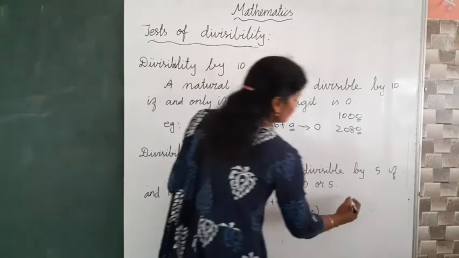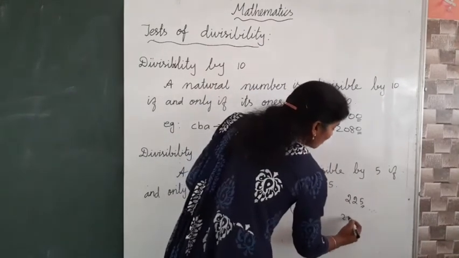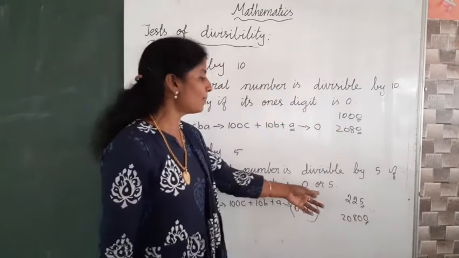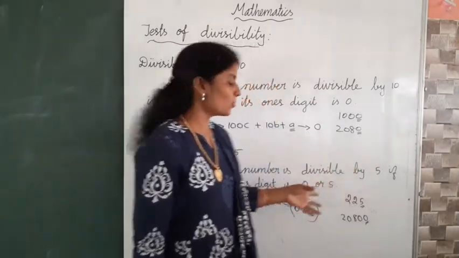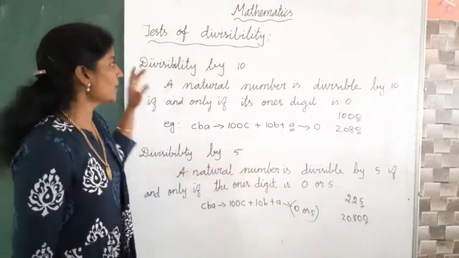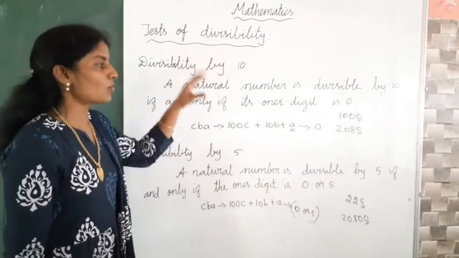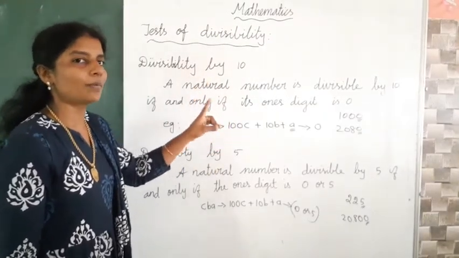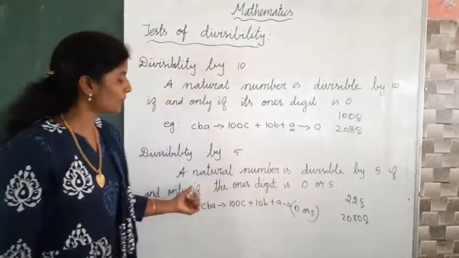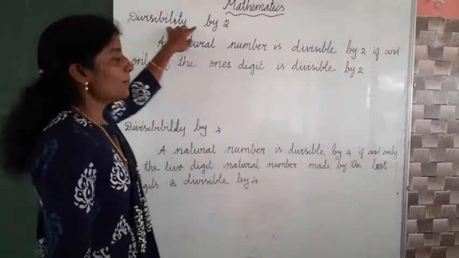For example, 225. Here the ones digit is 5. 2800. Here the ones digit is 0. Like this, any number whose ones digit is 5 or 0 is divisible by 5. Clear what is divisibility by 10 and what is divisibility by 5? If the ones digit is 0, the number is divisible by 10. If the ones digit is 5 or 0, the number is divisible by 5. Okay, correct?